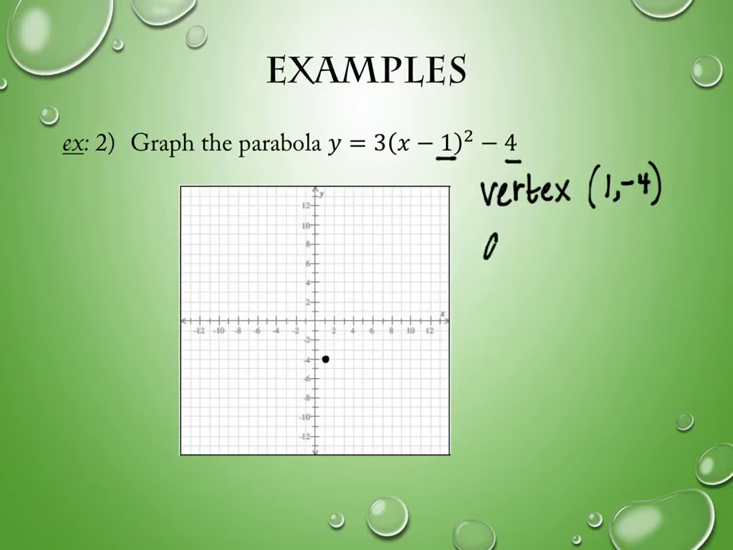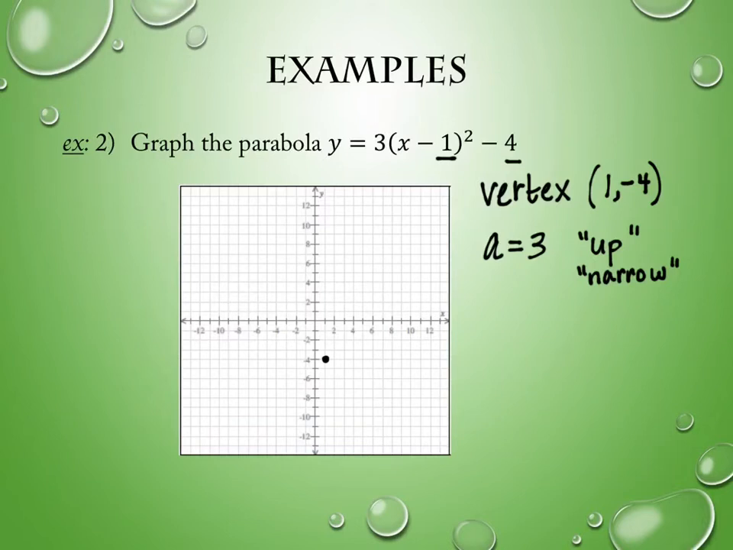The next thing to notice is that the a value equals 3. The first issue is that that means it opens up. The second thing to notice is that it's going to be narrow, and in particular it allows us to plot the points for our next ordered pairs on our graph. We talked about this back when we did transformation of functions: normally on a parabola we would go up 1, right 1, up 1, left 1. Or if it were negative, we would go down 1, right 1, down 1, left 1.